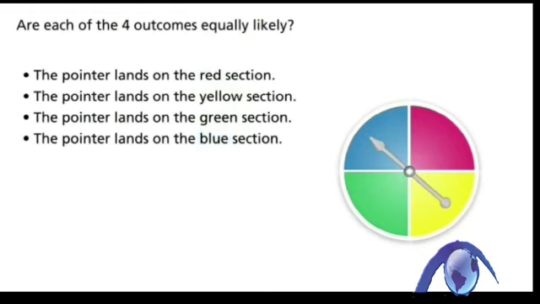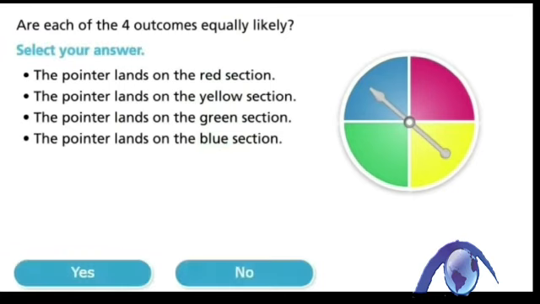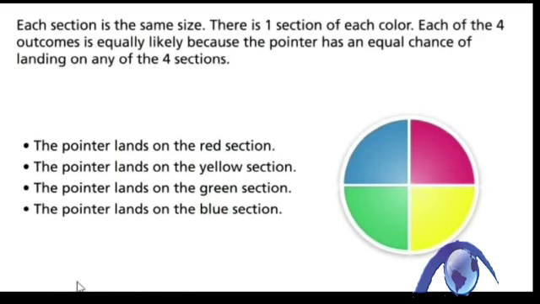Are each of the 4 outcomes equally likely? Select your answer. Each section of the spinner is the same size, and there is 1 section of each color. So, each of the 4 outcomes is equally likely, because the pointer has an equal chance of landing on any of the 4 sections. This time it happened to land on the green section.